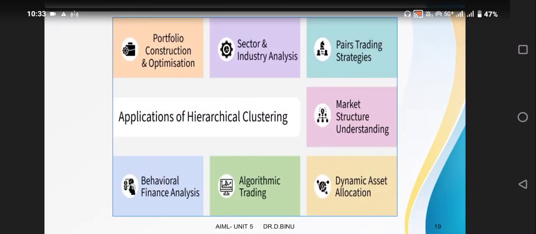Some of the applications of hierarchical clustering are portfolio construction and optimization, sector and industry analysis, fast trading strategies, market structure understanding, behavioral finance analysis, algorithmic trading, and dynamic asset allocation.